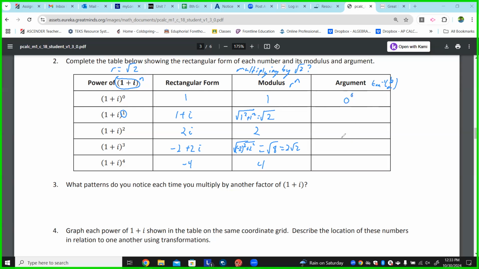All right. What is the argument of 1 plus i? So again, this would be tan inverse of 1 over 1. What would that give me? 45 degrees. No, that's my degree symbol.